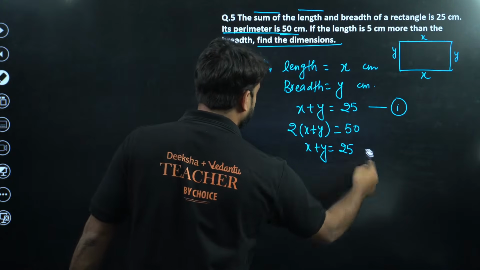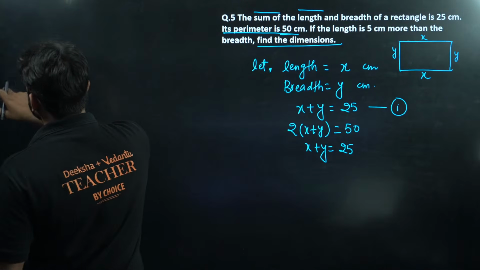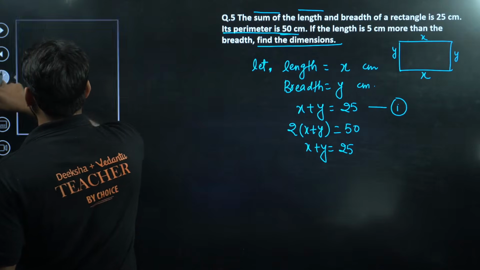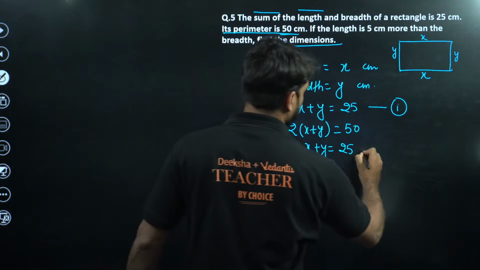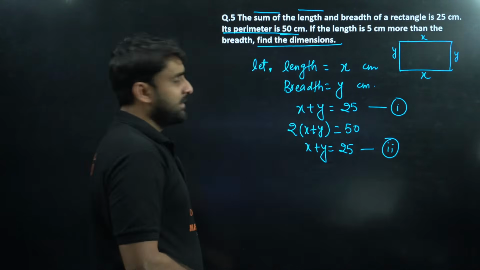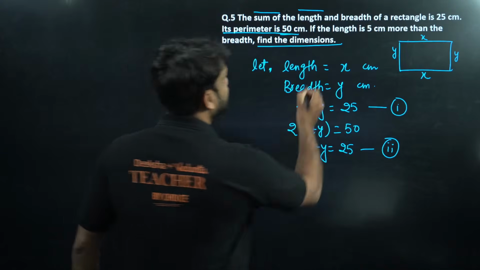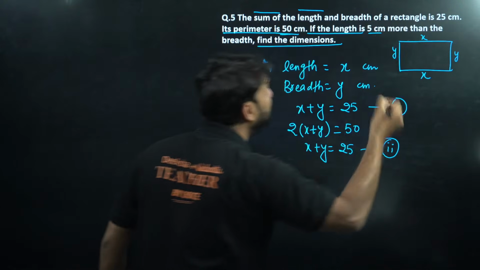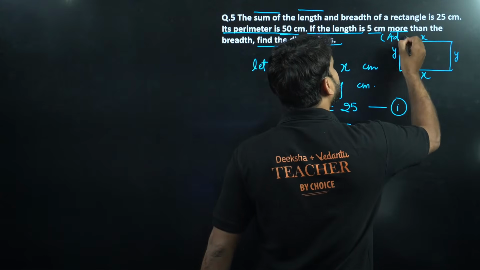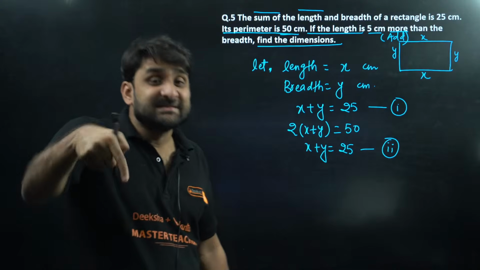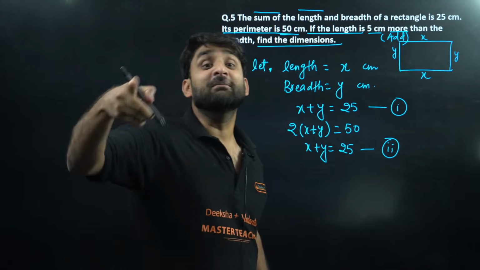So let's write here equation number 2, but by the way both the equations are same. Now both the equations are same, so we cannot solve x and y. So let's move ahead. Now if the length is 5 centimeter more, it means what? More means add. Less means minus. The length is 5 centimeter more than its breadth.